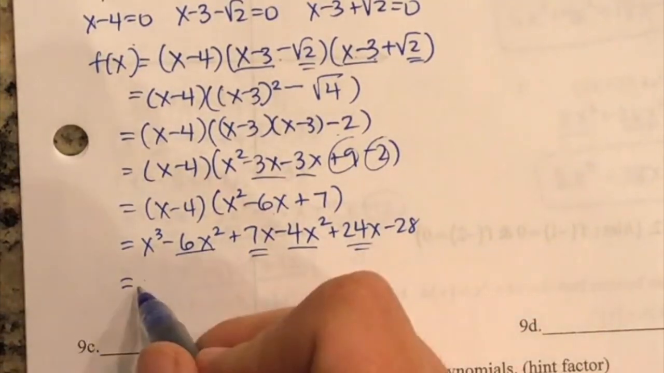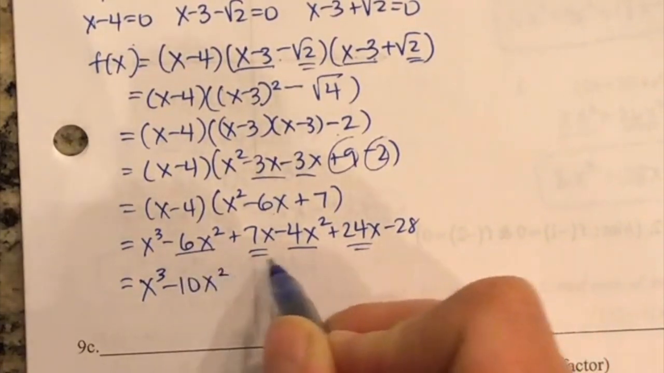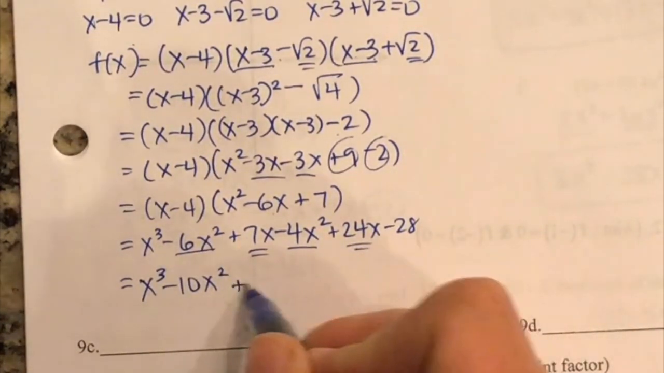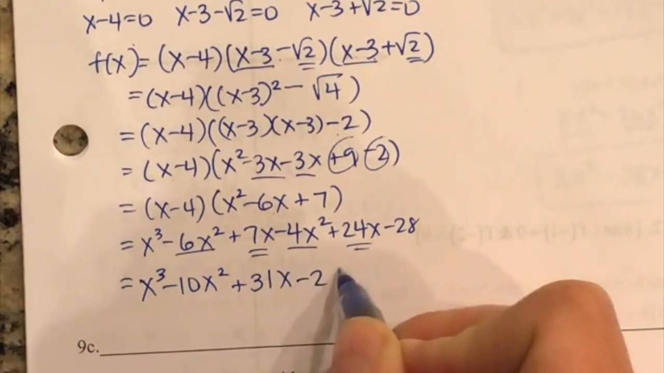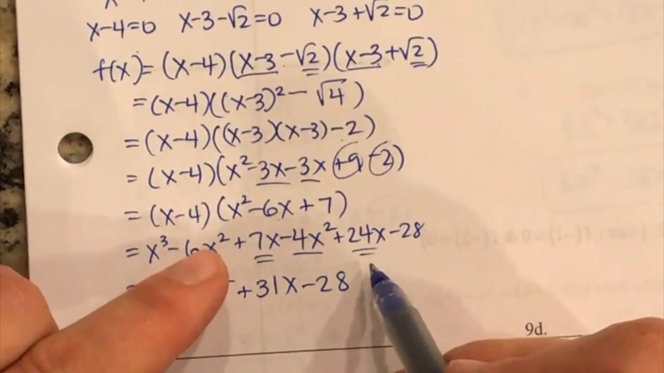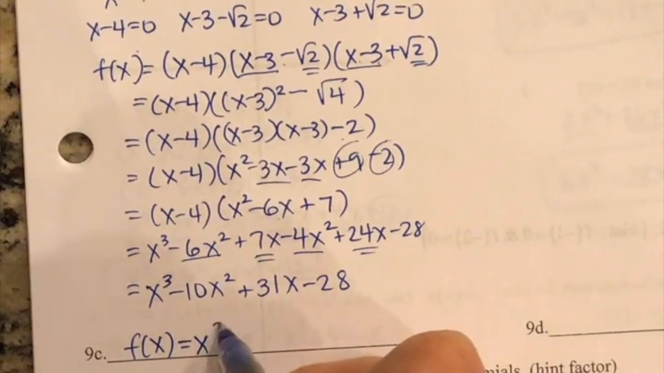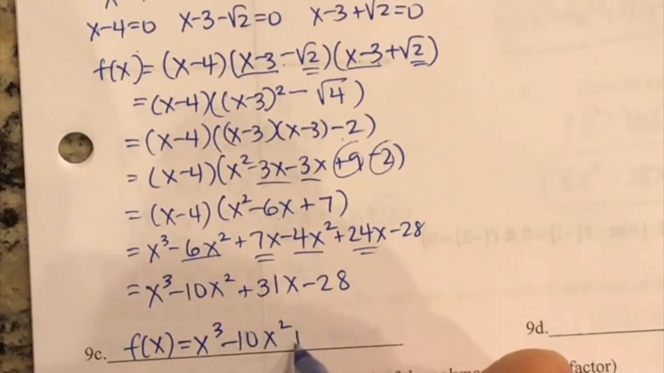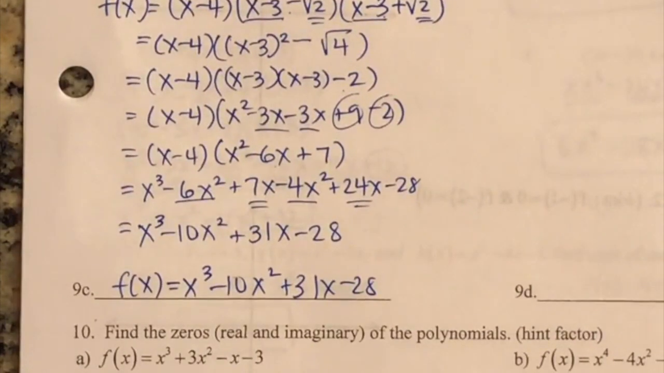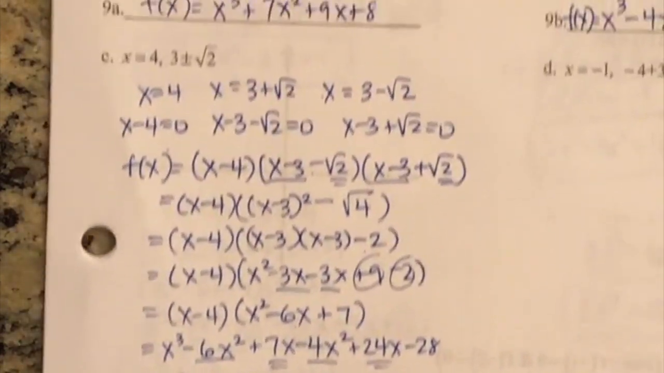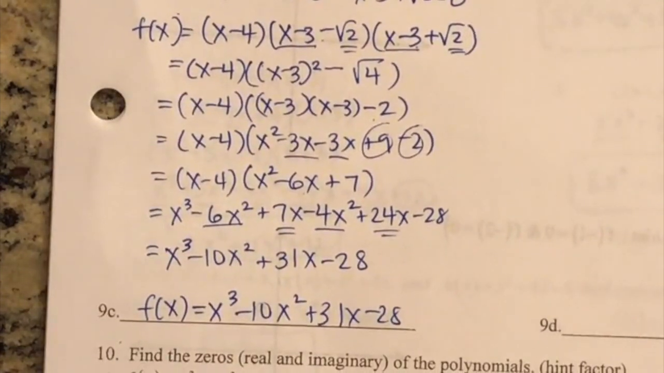Okay. So I've got x cubed minus 10x squared plus 24 and 7 is 31x minus 28. Is that true? 31. Yeah. Okay. So this is going to be x cubed minus 10x squared plus 31x minus 28. Cool. Well, that wasn't a long problem. It doesn't even fit on the whole screen. Cray cray.